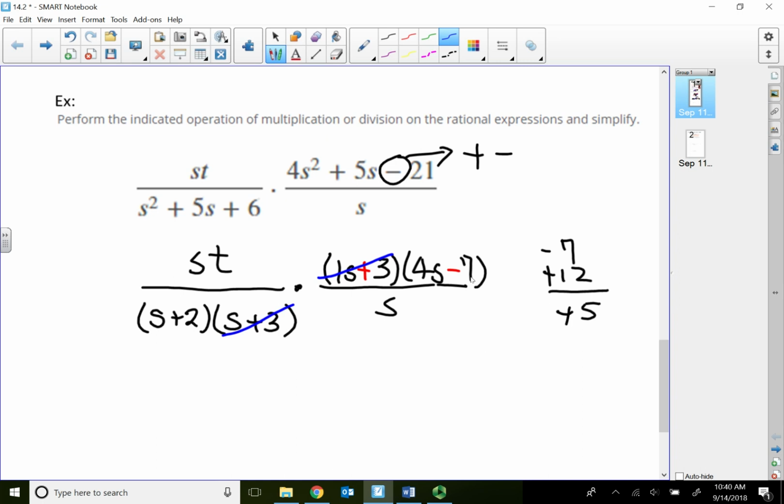Let's see what else. 4S minus 7, S plus 2. That's not the same thing. Cannot reduce. Oh, S times T. That's 2 different factors. So the top S, bottom S can cancel out.